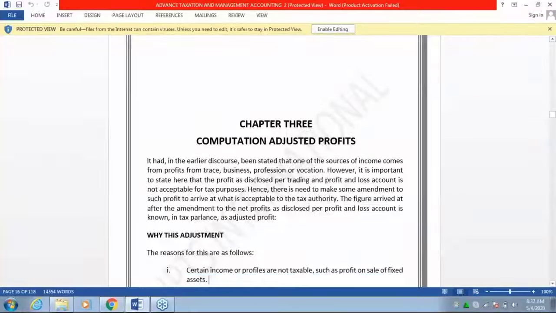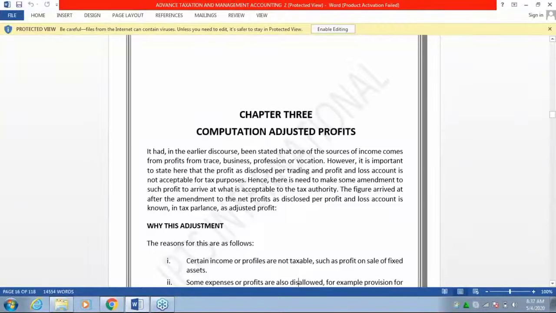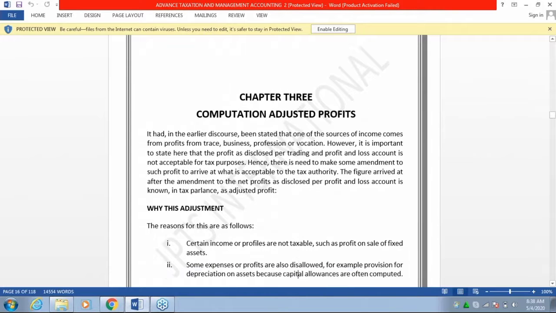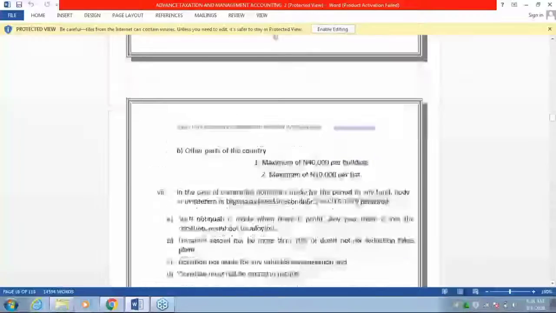So discuss the adjusted profit procedures in the computation of the tax.